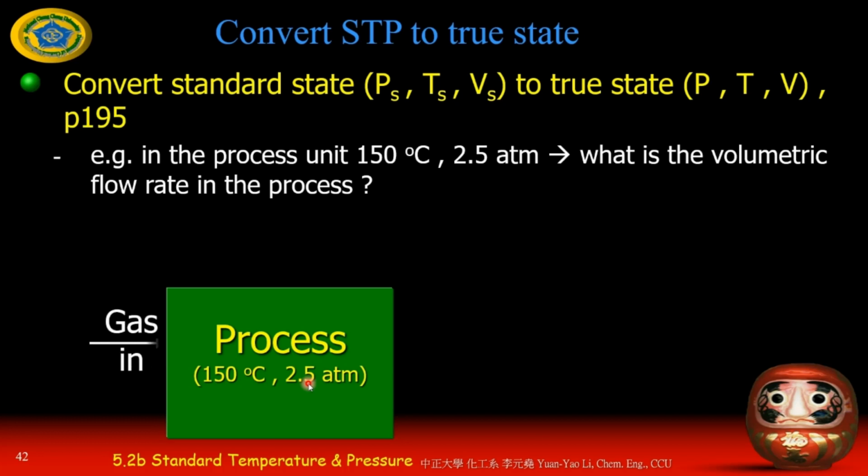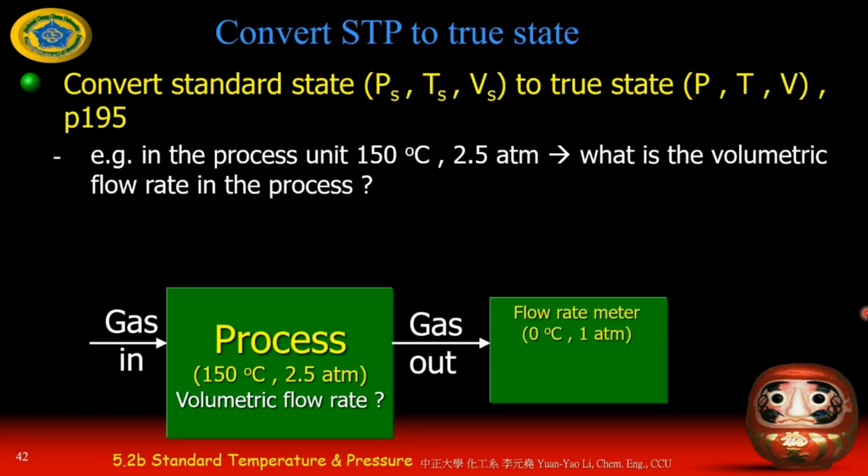In this case, we need to measure it outside and then think of what the condition is inside. So we have gas in and gas out. And then the volumetric flow rate, we don't know. But we can estimate it by what? By having a standard condition, 0 Celsius and 1 atm.